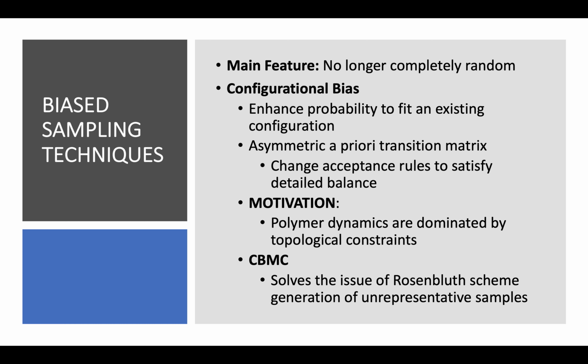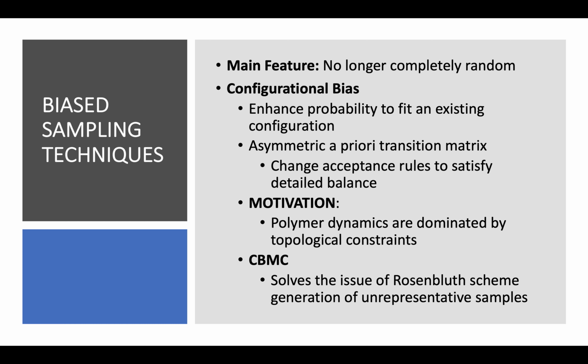The main idea is that we bias the sampling to enhance the probability of the molecule that is going to be inserted fitting into the already existing configuration. In contrast, the unbiased schemes really don't use information about the existing configuration, at least not for the generation of the trial moves. They use the current configuration, but just to accept or reject the trial move, not to generate it.